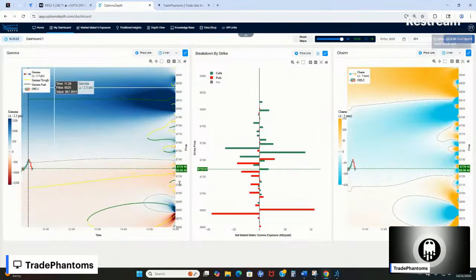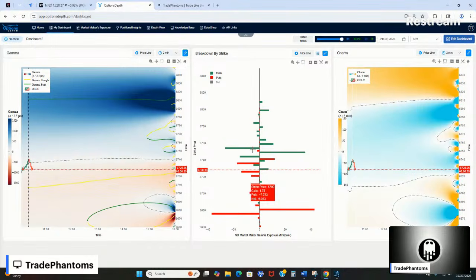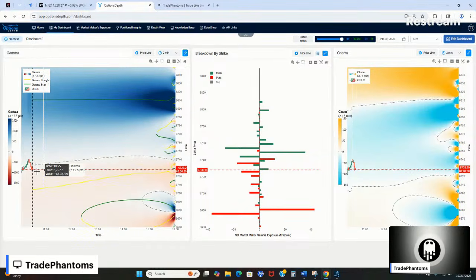Here's a last look at OD, options depth. Kind of weird if you ask me. But yeah, that's what it looks like there. So that's what the team is mentioning here, negative GEX below.